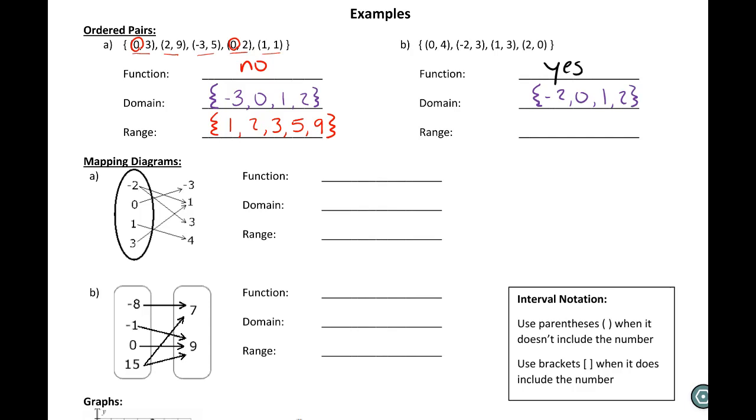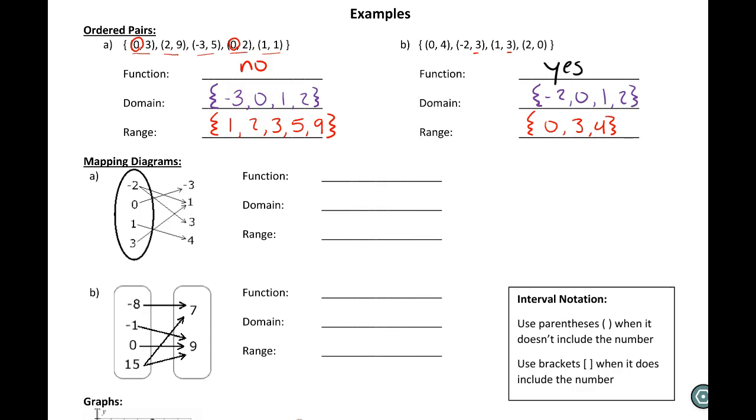And our range, again, is the set of all y values, which in this case are 0, 3, and 4. And again, we're not going to write that 3 twice. Even though it is listed twice, we don't need to write it twice. We just need to write it once. Okay, so that's all you're doing here. Simple enough. Well, let's look at a mapping diagram.